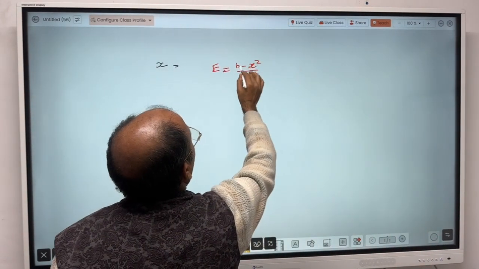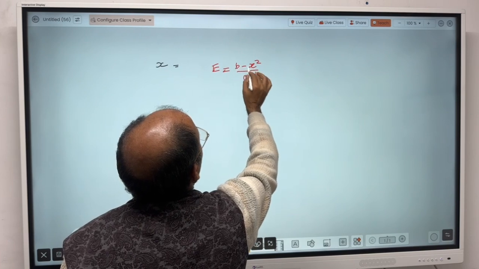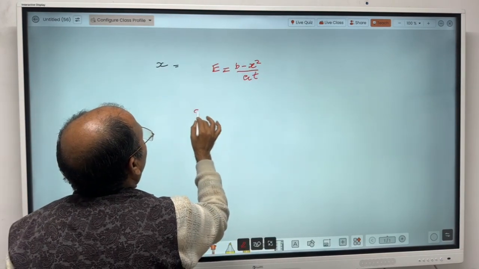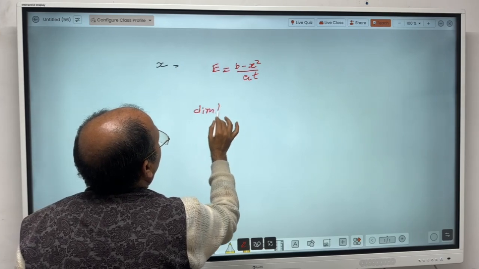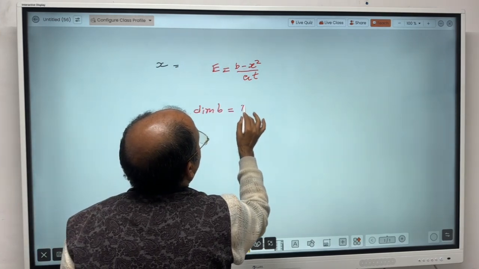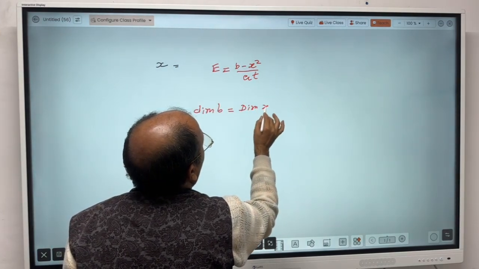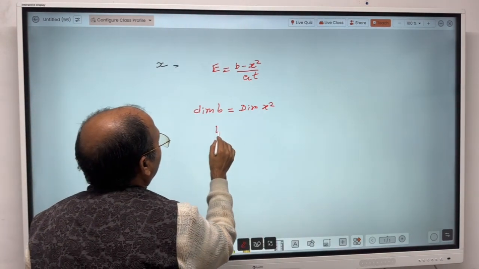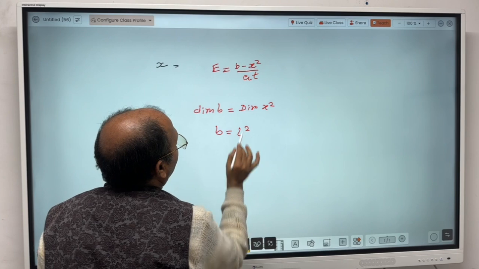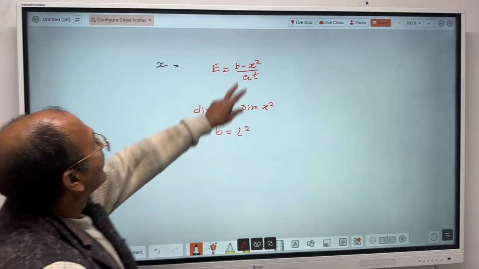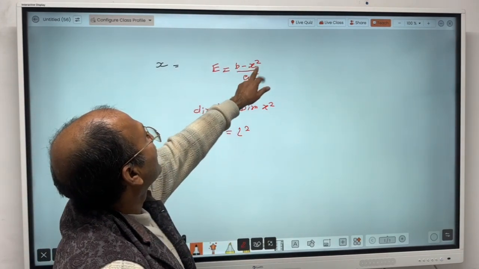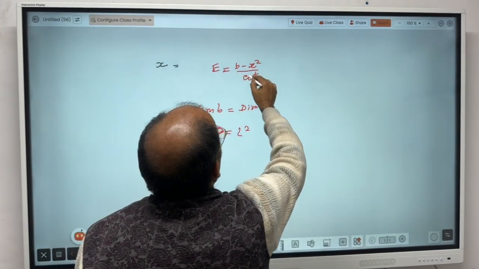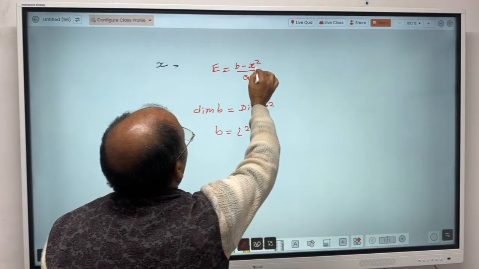Now first of all, here there is a negative sign. It means these two terms have the same dimensions, that is, the dimension of B must be equal to the dimension of x square. So it is simple. B has the dimension of L square, and x square is L square. So we can easily find the dimension of A.